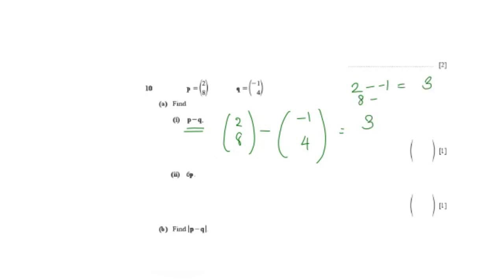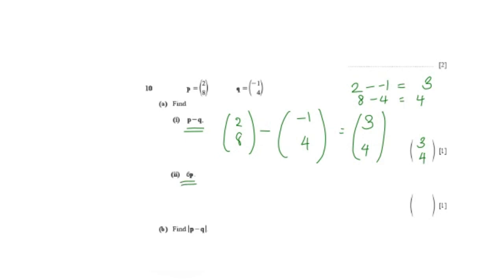So question number 10, we have two column vectors provided, P and Q. The first part of the question is P minus Q. We are supposed to find what is P minus Q. So P minus Q, that is 2 minus 1, which is 3, and 8 minus 4, which is 4. Thus, the answer is 3, 4.